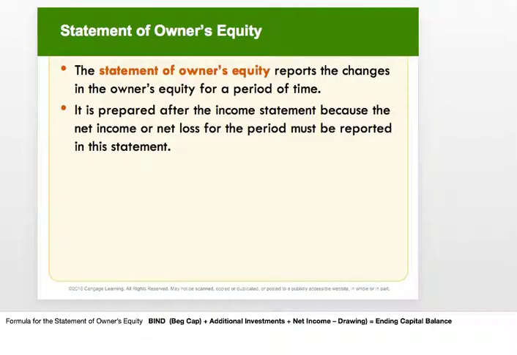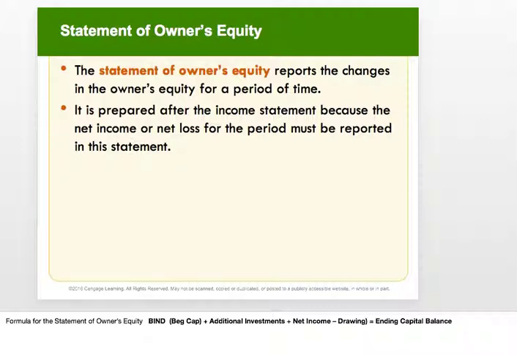The next statement we're going to look at is the statement of owner's equity. It's going to report the changes in the owner's equity for a period of time. It's always prepared after the income statement because you have to know if you had a net income or a net loss before you can create this statement of owner's equity. And you see here I've written down the formula for the statement of owner's equity is BIND, B-I-N-D. It's beginning capital plus additional investments plus net income minus drawing is going to equal your ending capital balance. So you want to write that down and memorize that.